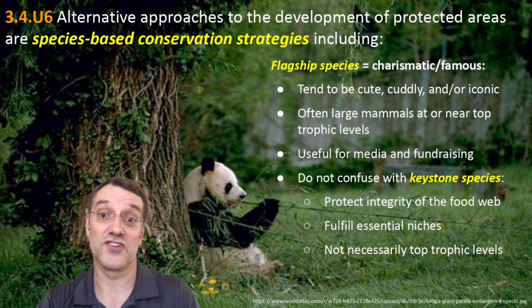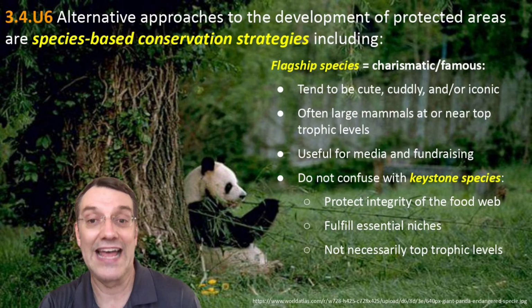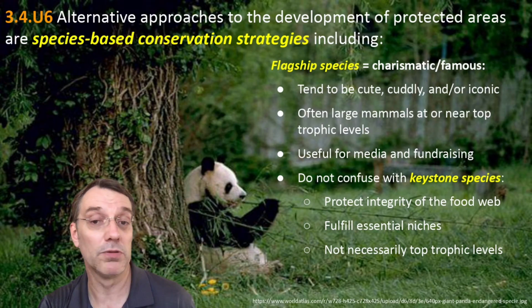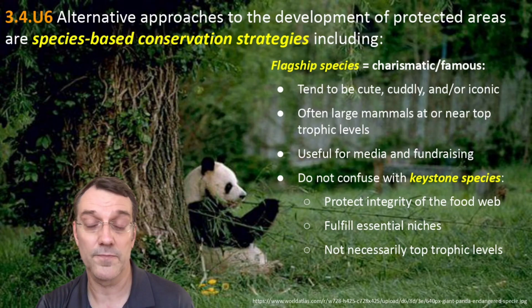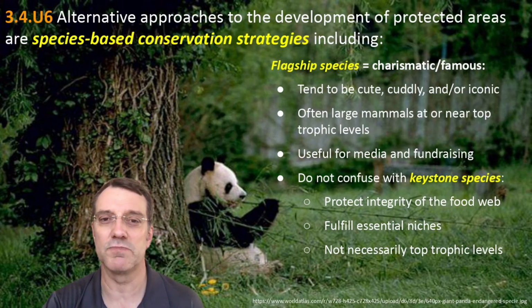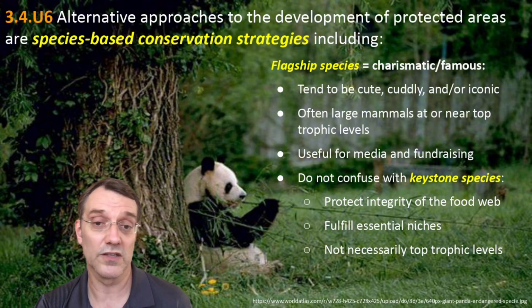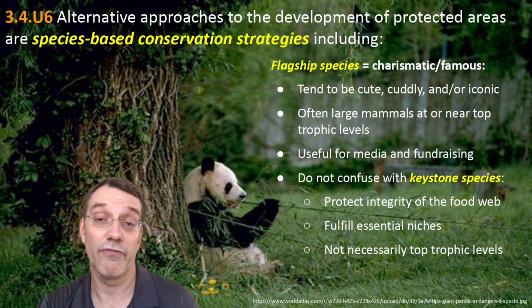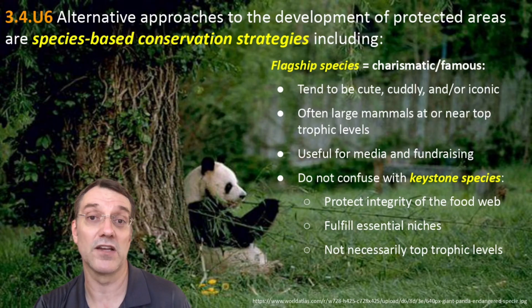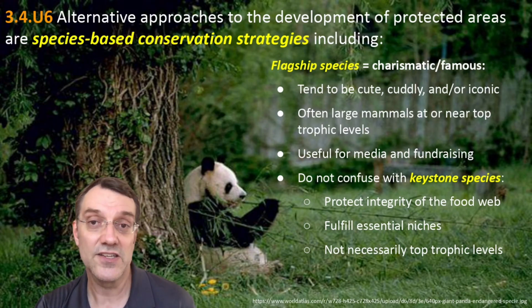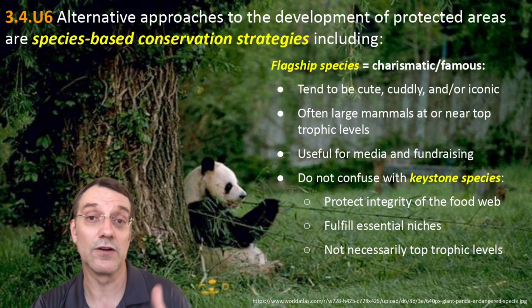Some species, like the giant panda, serve as what we call flagship species. These are charismatic animals that attract public attention and a lot of support. These are different from keystone species, which play really important ecological roles in their ecosystems, regardless of their public appeal. So a flagship species is important because of the awareness it brings to the public, whereas a keystone species is important because of the ecological role that it plays within the ecosystem.